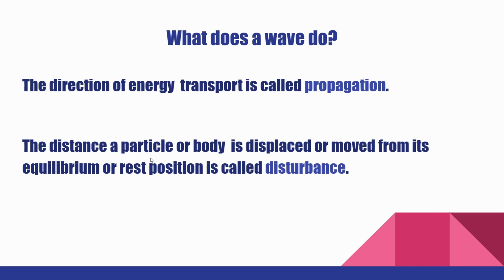The distance that a particle or a body is displaced or moved from its equilibrium or rest position is called disturbance. This is kind of wordy, but basically this is just how much the medium or the particle moves up and down or back and forth to move the energy.